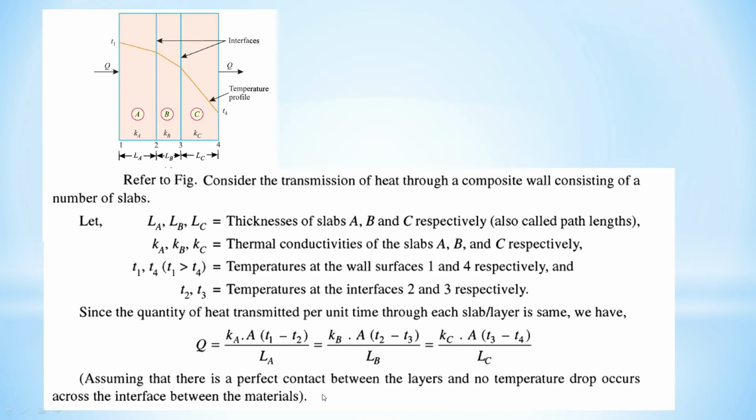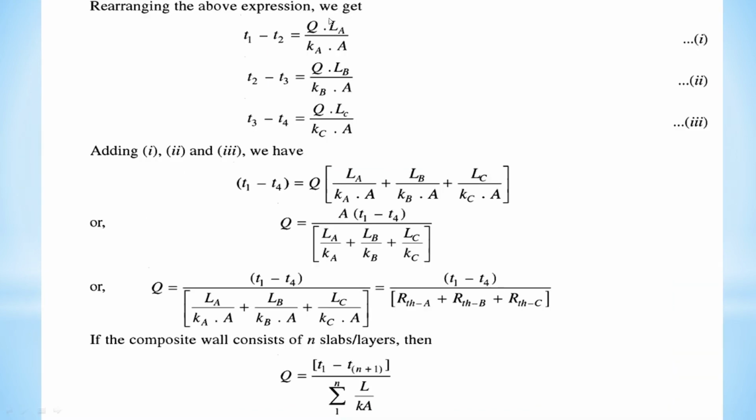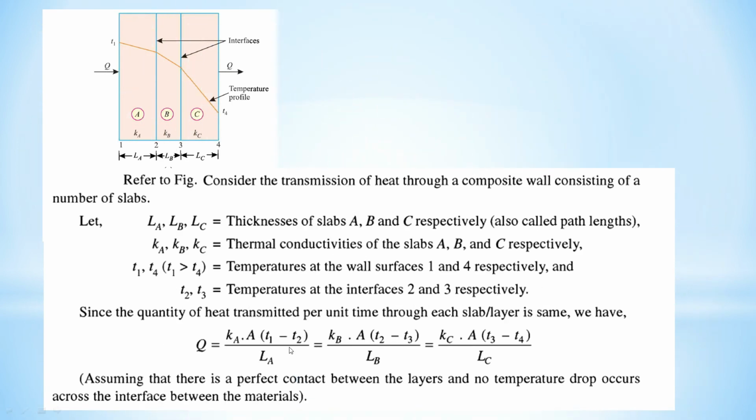Assuming that there is a perfect contact between the layers and no temperature drop occurs across the interface between the materials. Because sometimes there is an air gap, so we also consider the resistance of this air gap. But whenever we derive this equation, at that time we assume that there is a perfect contact, so there is no temperature drop.